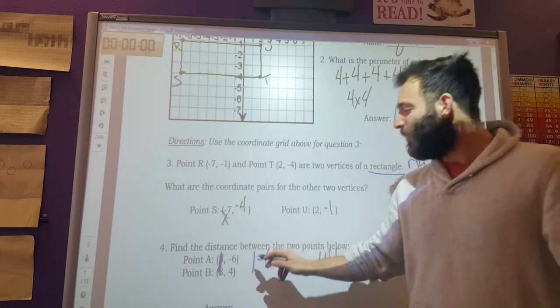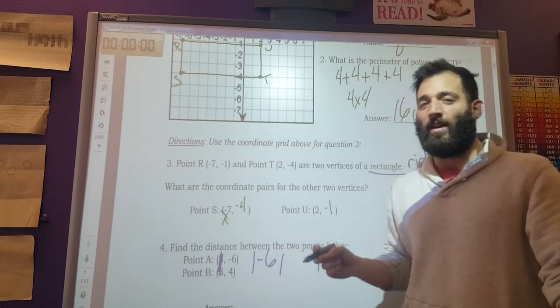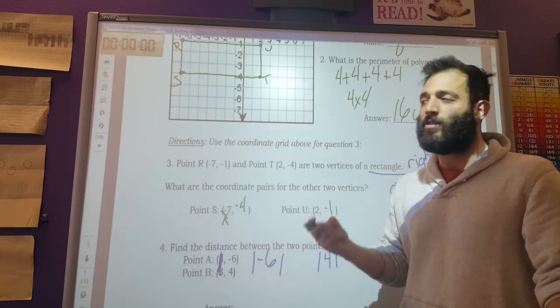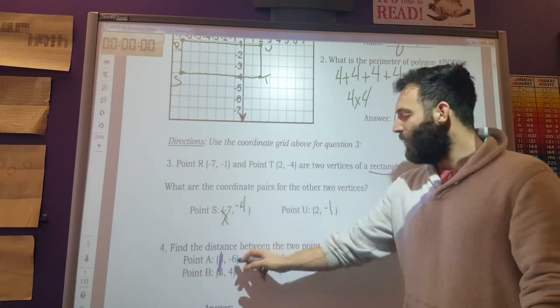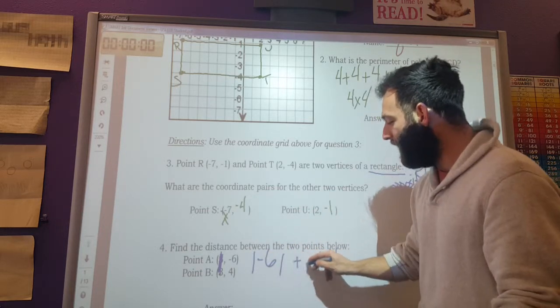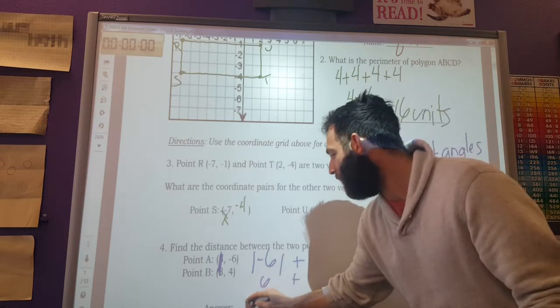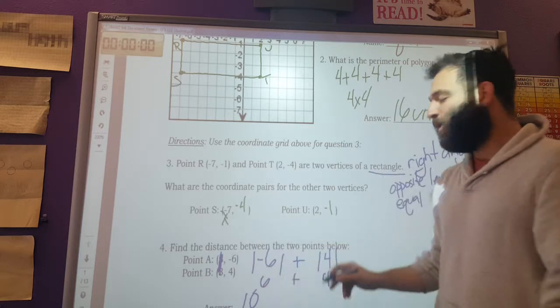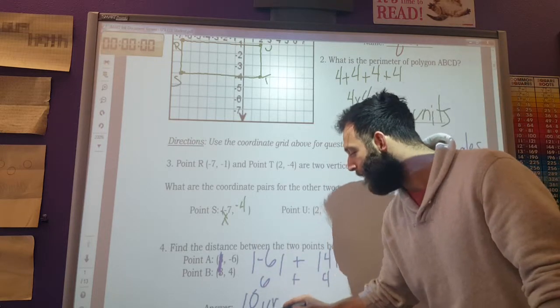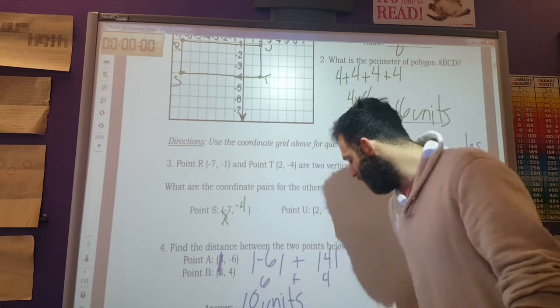Now remember, if the signs are the same, subtract; different signs, add. So I'm going to add these. 6 plus 4 gives me 10. The distance between the 2 points is 10 units.